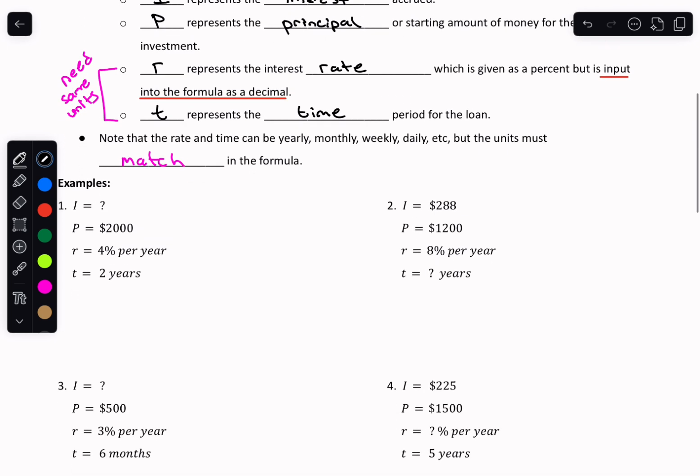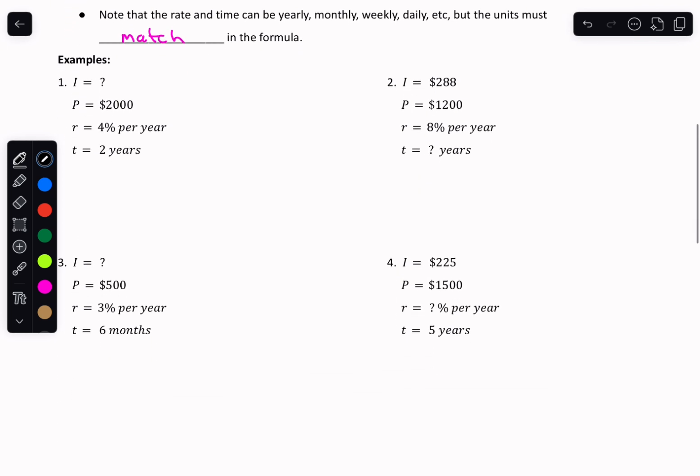Depending on what we have missing, we will use the formula slightly differently, but we're gonna be using that exact same formula in all of them, I equals PRT. So for example number 1 here, we have that I has a question mark next to it. So that's the thing we're solving for. We have a principal, an interest rate, and a time. So all we have to do is plug in these variables to the formula I equals PRT.